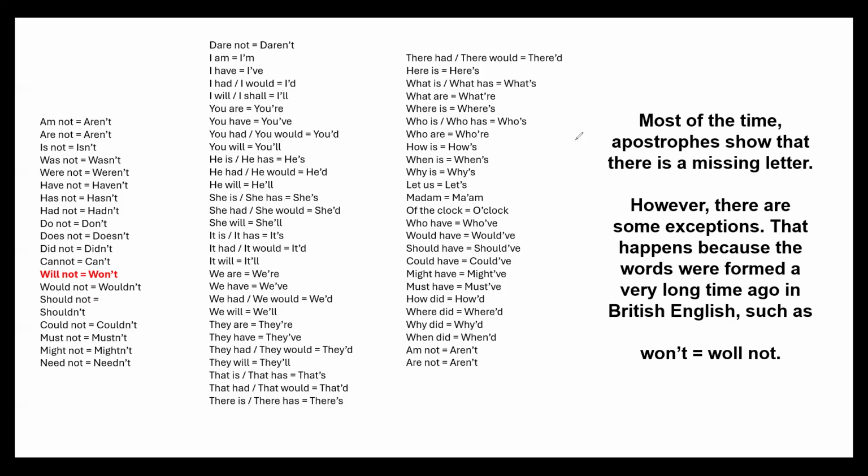So, starting with the top bit, most of the time apostrophes show that there is a missing letter. So like if we take a look at, let's go randomly to this one here, yeah? Is not becomes isn't. And that apostrophe in isn't, let me write it out in bigger letters. So this apostrophe in isn't, right? Like Annabelle said, it's showing a missing letter. It's showing a missing O. It's no longer is not, it's isn't.